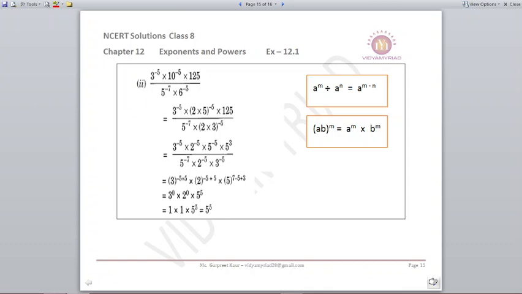So let us use the division rule here. So 3 raised to power minus 5, you have minus 5 below also, it becomes 3 raised to power minus 5 plus 5 into 2 raised to power minus 5 plus 5 into 5 raised to power 7 minus 5 plus 3. So according to this, you get 3 raised to power 0 into 2 raised to power 0 into 5 raised to power 5, and anything raised to power 0 is 1. So 1 into 1 into 5 raised to power 5. You can sort it out. So answer is this.